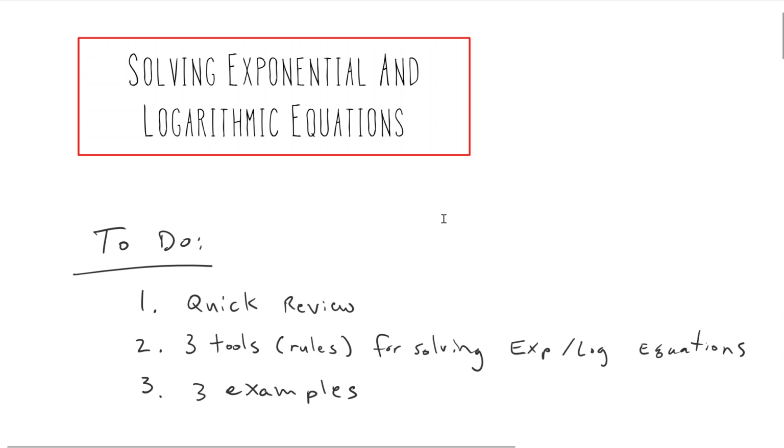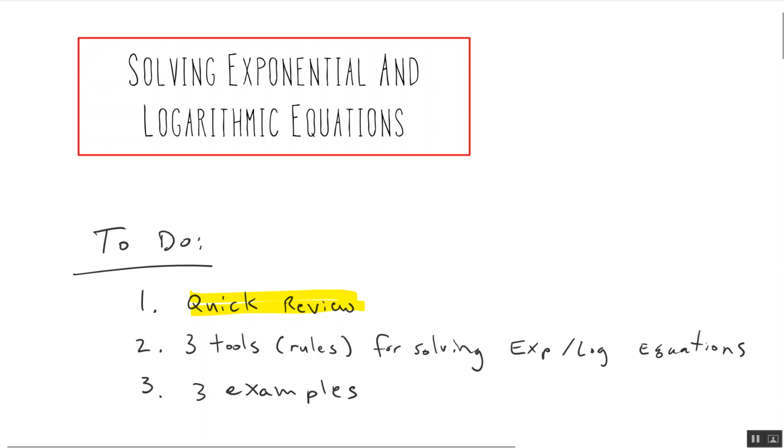Our to-do list today has 3 items. The first item is a quick review, to show you where you generally are in your coursework, your mathematical journey, when you start to talk about exponential and logarithmic equations, so you can contrast what you have done before and what you are going to do now to help you understand what's new.